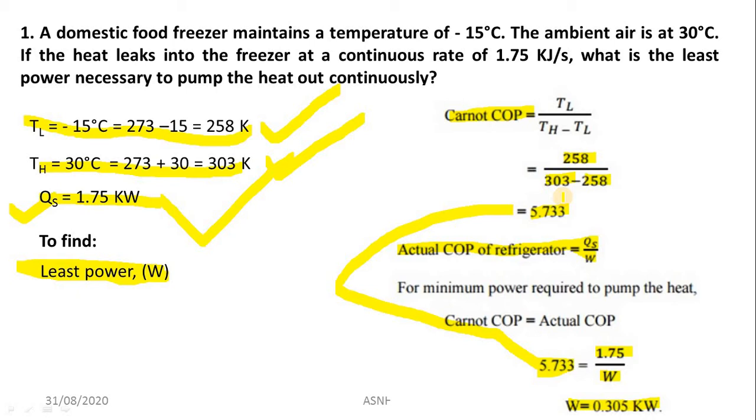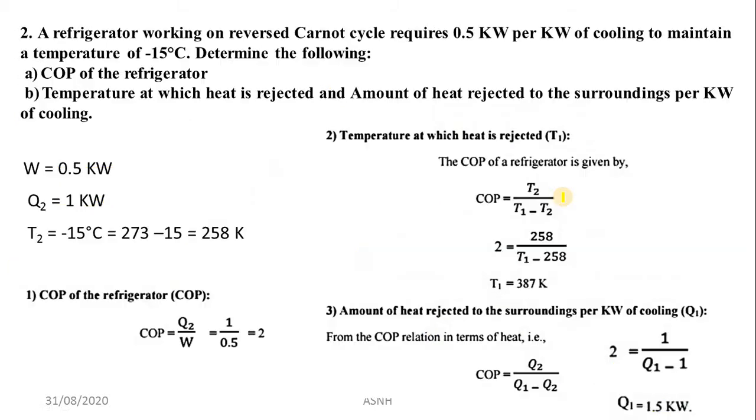The next is the actual COP. Actual COP is calculated on the basis of the performance. As far as the definition of actual COP, it is nothing but refrigerant effect upon work input to that device in case of the refrigerator, or in case of the heat pump, heating effect upon work input to that particular device. In this way we can solve simple numericals related to the refrigerator, heat pump and air conditioner.